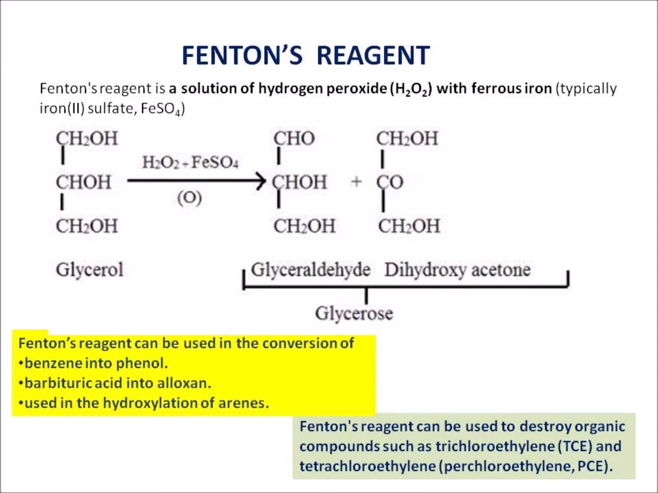Fenton's reagent is a solution of hydrogen peroxide with ferrous ion, typically iron 2 sulfate, that is ferrous sulfate. Here is the reaction. Glycerol, 1,2,3 propane triol, a trihydric alcohol, undergoes oxidation with Fenton's reagent and forms a mixture of glyceraldehyde and dihydroxyacetone. This mixture is called glycerose.